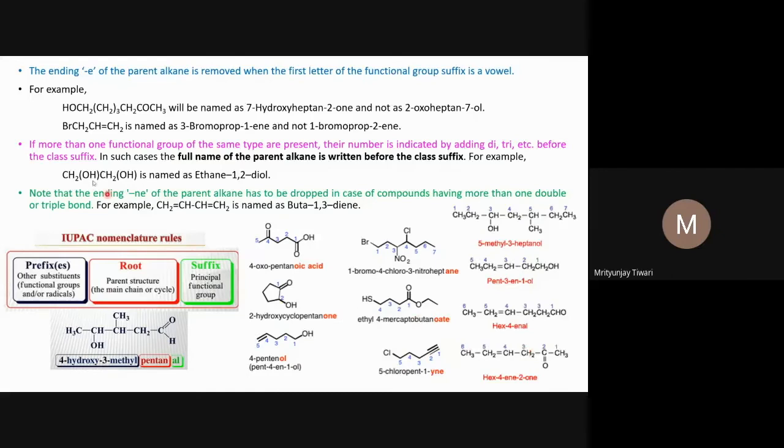Another thing is that the ending E of the parent alkane is removed when the first letter of the functional group suffix is a vowel. So if the functional group suffix starts with a vowel, then the ending E of the parent alkane will be removed. If the functional group suffix does not start with a vowel, then we don't remove it.